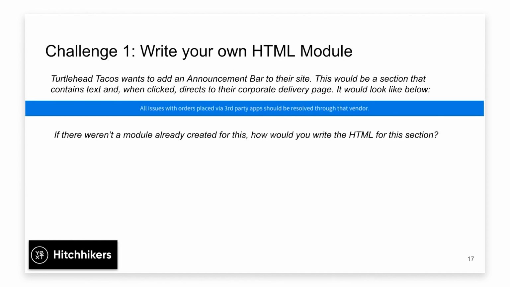Okay, so here's an example that we would like you to think about. You don't necessarily have to write any code. We don't expect you to, but we want to add this announcement bar to the Turtlehead Taco site. It would be a section that looks like the image below with the text, which when clicked on will redirect you to their corporate delivery page. How would you write the HTML for this section? I'm going to give you like 15 to 30 seconds to just think about this, what we've learned up until now.